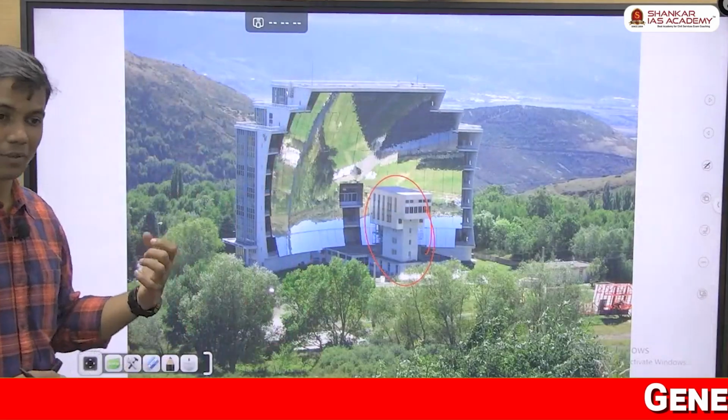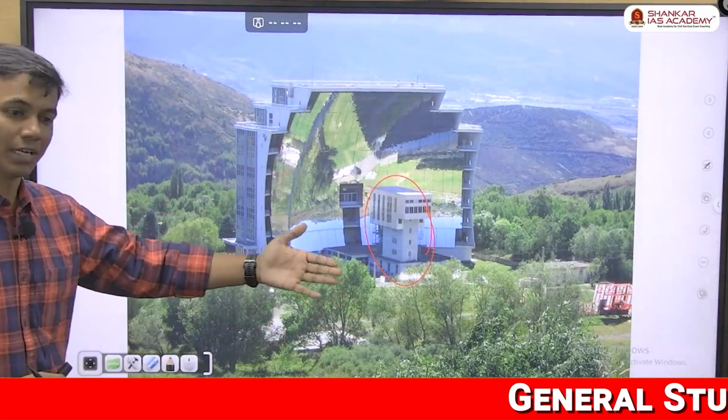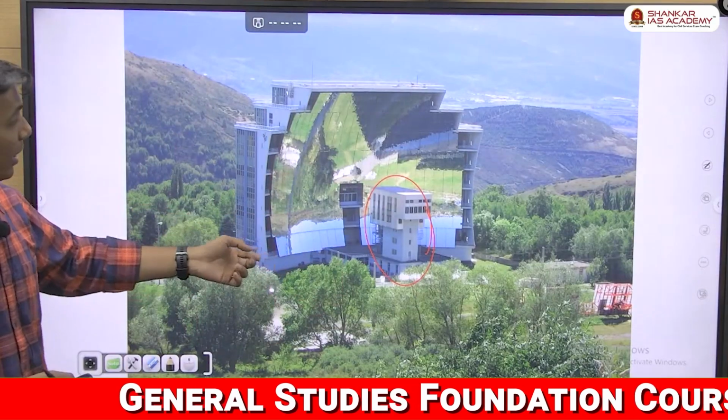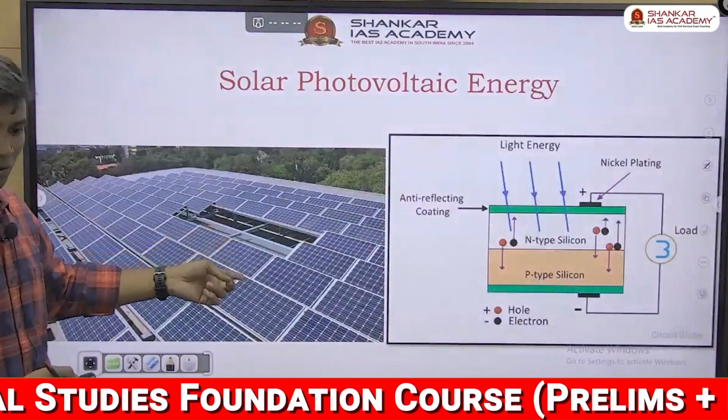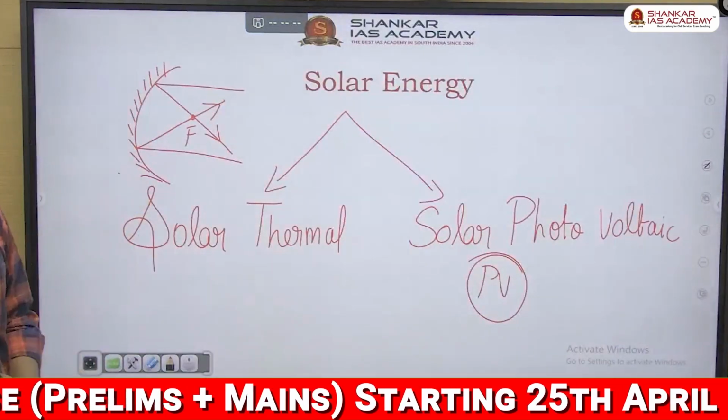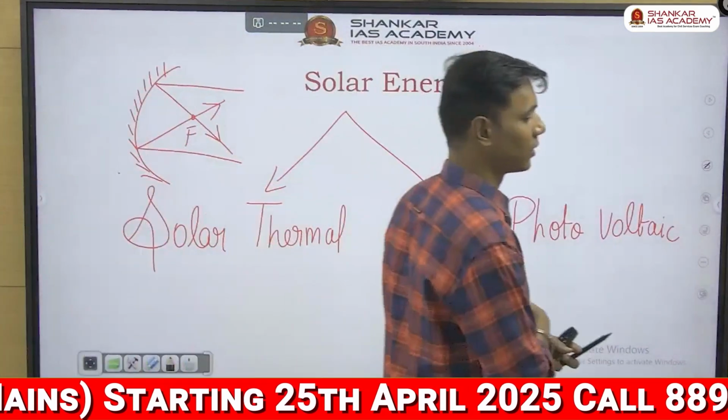The water boils, produces steam. Steam will spin the generator. The generator will produce electricity. So this is called solar thermal energy. And the other one that you see, this is solar photovoltaic. Clear? So in general terms, you can write two types: solar thermal and solar photovoltaic.